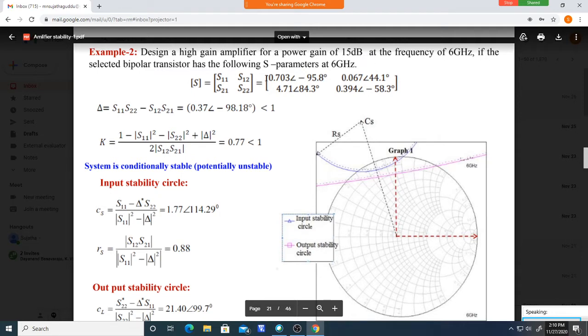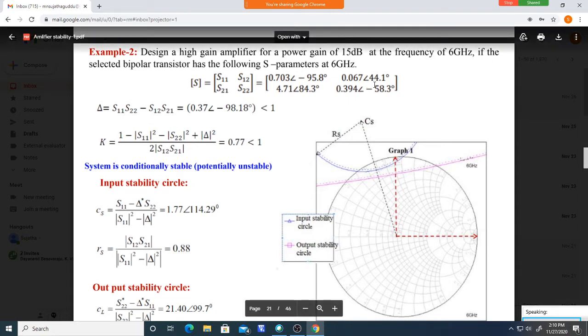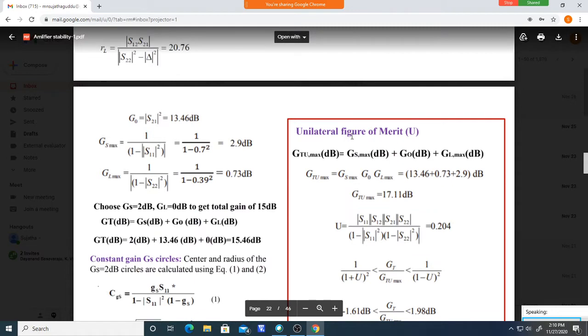So this is the S matrix of the device. From this S matrix, this is not a unilateral device. See here, it is not a unilateral device because S12 is not equal to 0. So what we have to do, we should check the unilateral figure of merit. Unilateral figure of merit we have to consider here. In the unilateral figure of merit we have to test this here.